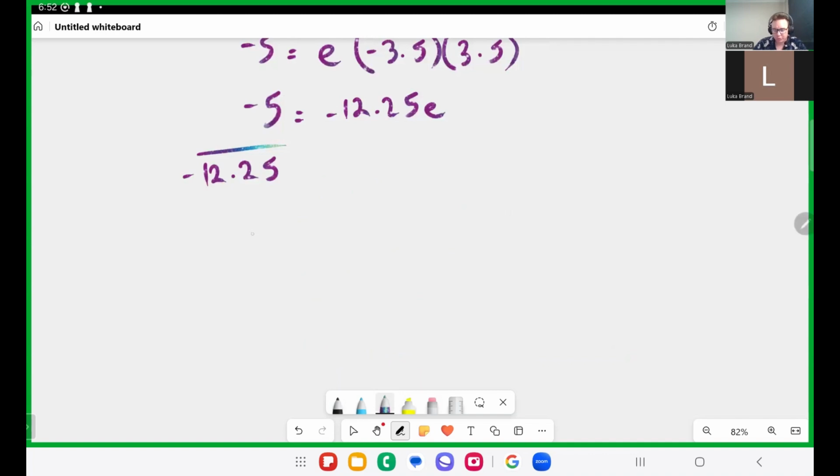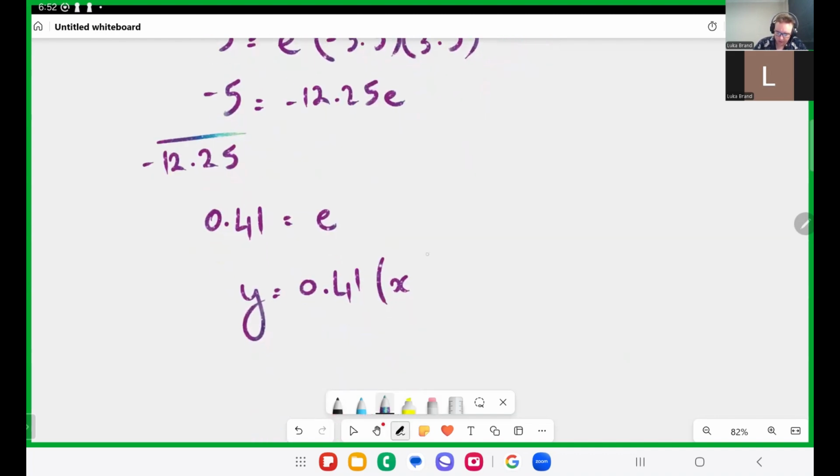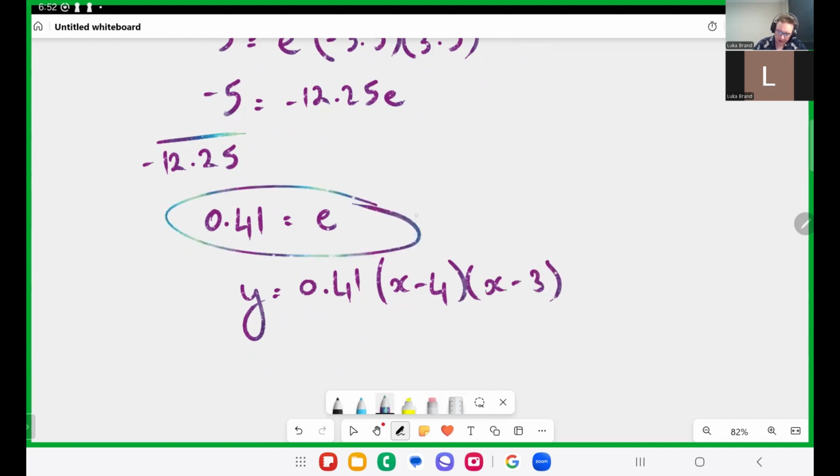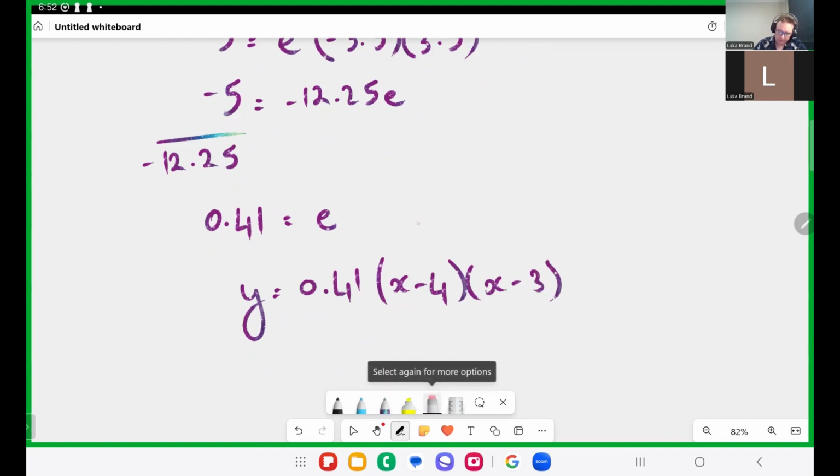I'm just going to round this to 2 decimal places. 0.41 equals e, which means then that y equals 0.41(x minus 4)(x minus 3). This one was a bit unfortunate in that we got a decimal there.